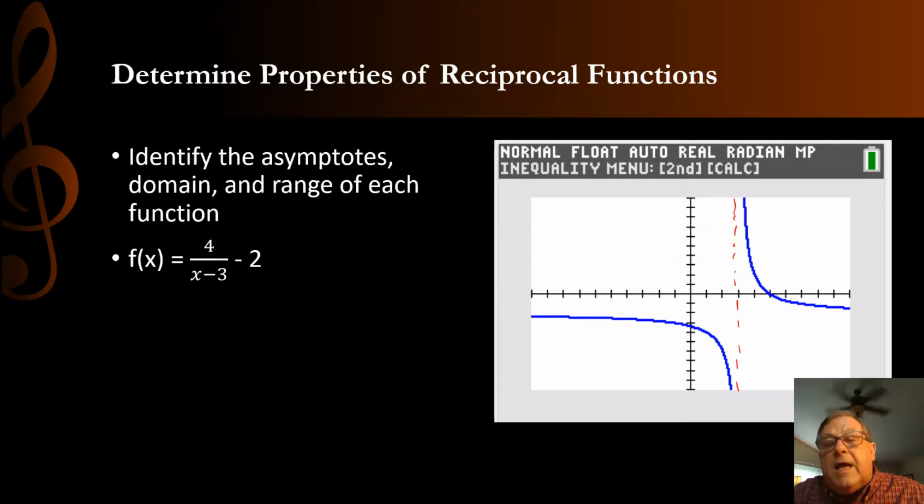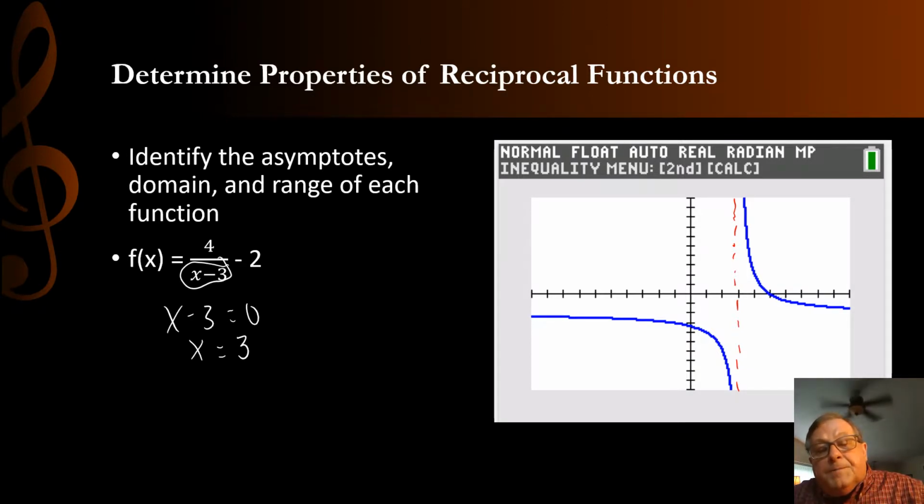Now, why is that? Well, that's because if I look at this denominator right here, where 4 is divided by x minus 3, that denominator cannot equal 0. If I were to do this algebraically, I would say x minus 3 is equal to 0. Set that denominator equal to 0 and solve. And so we're going to have a vertical asymptote at x equals 3.